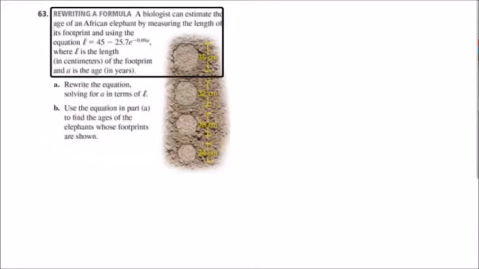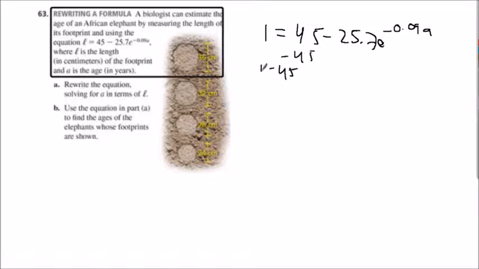Next, rewriting a formula. A biologist can estimate the age of an African elephant by measuring the length of its footprint and using this equation, where L is the length and A is the age. So rewrite solving for A. We're going to do L equals 45 minus 25.7 e to the negative 0.09a. We're going to subtract 45 on both sides. Now we have L minus 45 equals negative 25.7 e to the negative 0.09a.